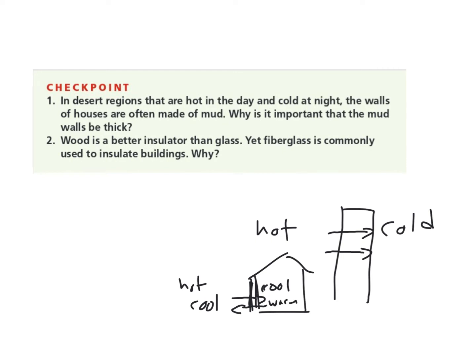Well, if you don't know what fiberglass is, that would make this kind of a hard question to answer. But fiberglass is literally what it sounds like. It's a bunch of glass fibers that are packed together. Now, the thing that makes fiberglass such a great insulator is that you have all these fibers packed together, but there's a lot of air in between the fibers. And it turns out that air is a really good insulator. And so that is the reason why fiberglass is better than solid wood as an insulator.